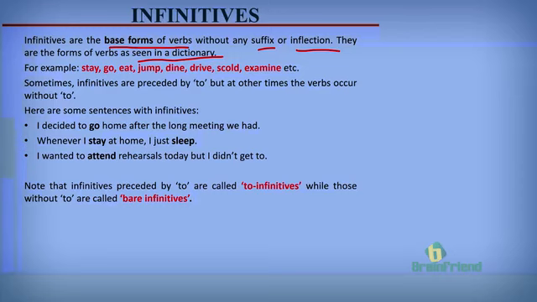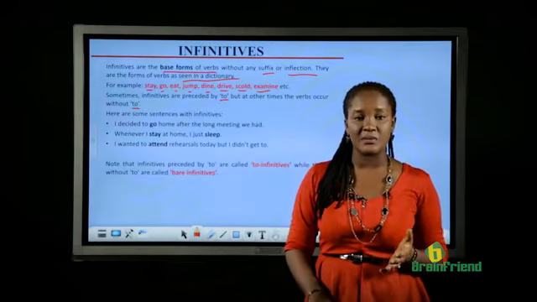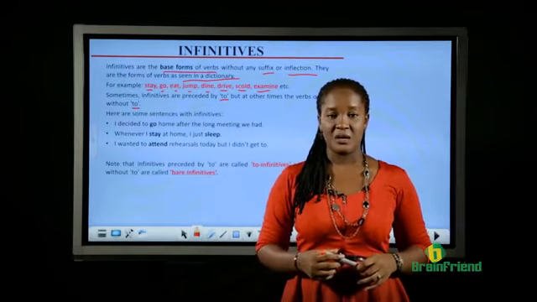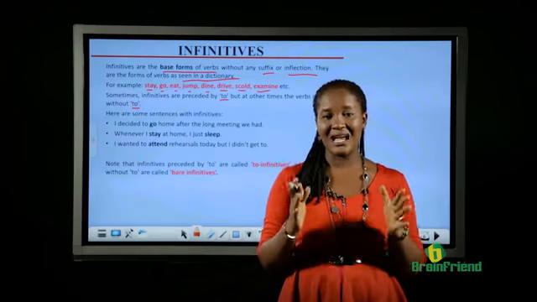For example, we have the verbs stay, go, eat, jump, dine, drive, scold, examine. These are infinitives because they do not have suffixes attached to them. They are the base form of the verb. Some infinitives are preceded by to, but at other times, the verbs occur without to. When we find infinitives in sentences, sometimes you find the preposition to occurring before the infinitives. But other times, we find the infinitives standing alone.